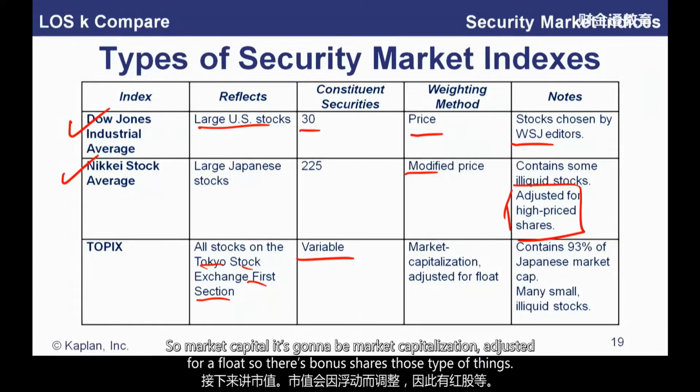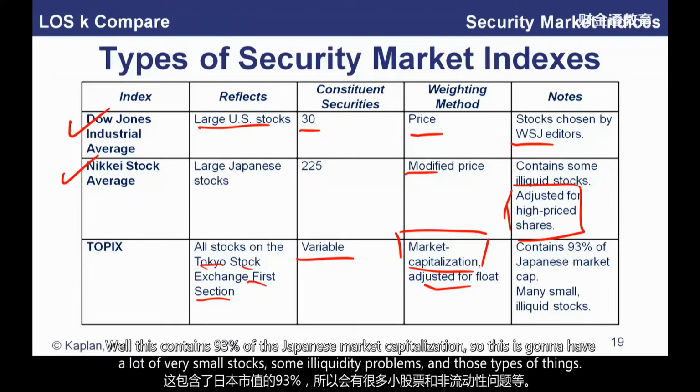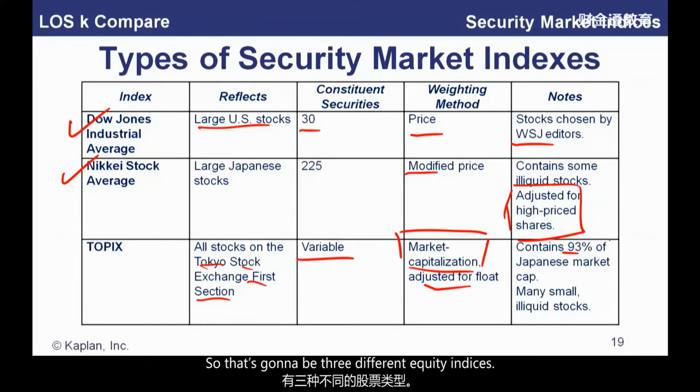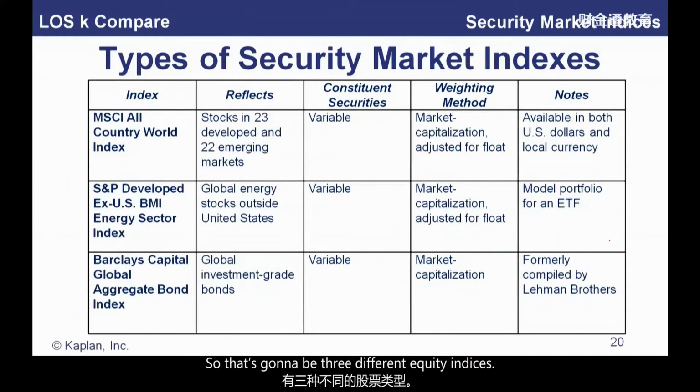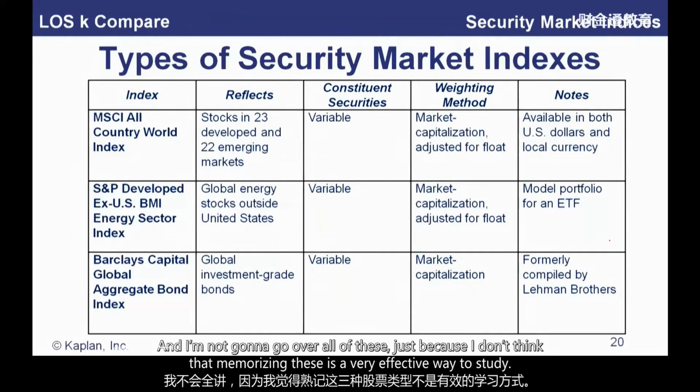So it's going to be market capitalization adjusted for float. So if there's founder shares, those types of things. Well, this contains 93% of the Japanese market capitalization. So this is going to have a lot of very small stocks and some liquidity problems and those types of things. So that's going to be 3 different equity indices. And I'm not going to go over all of these just because I don't think that memorizing this is a very effective way to study.